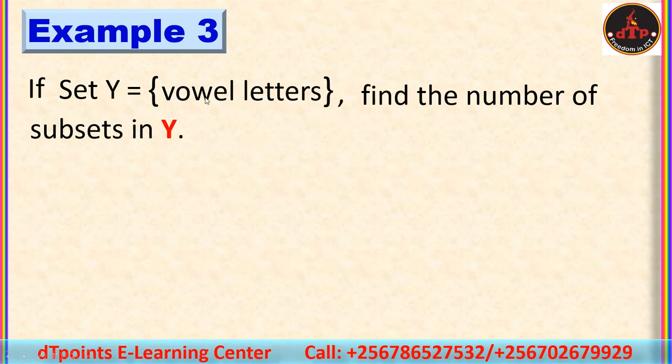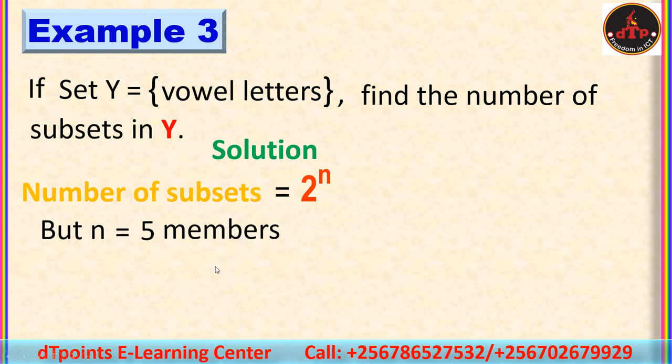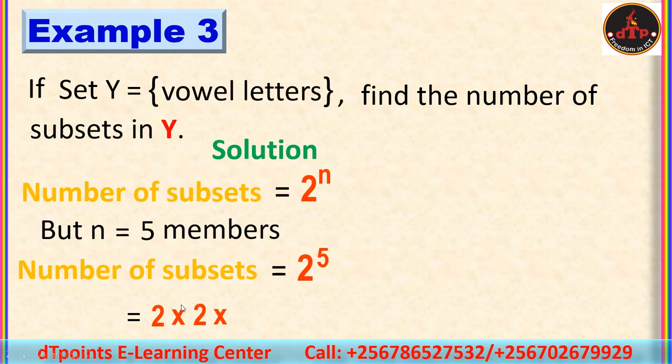Now that they are talking of vowel letters here, we shall proceed and say number of subsets is equal to 2 power n. But remember, this n here is these vowel letters, and their number is 5 members. Are we together? We have 5 vowel letters. So we can now go ahead and say number of subsets is equal to 2 power 5. Substitution now. Then 2 power 5 is the same as 2 times 2 times 2 times 2 times 2, meaning 2 appearing 5 times.